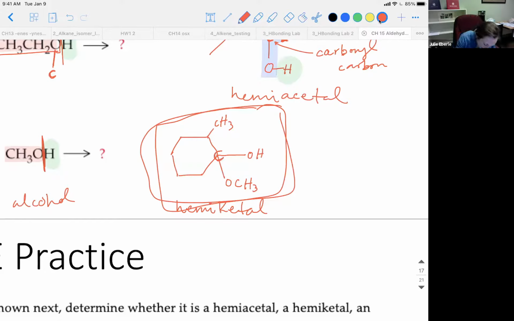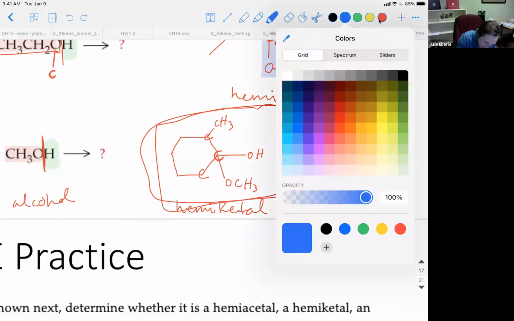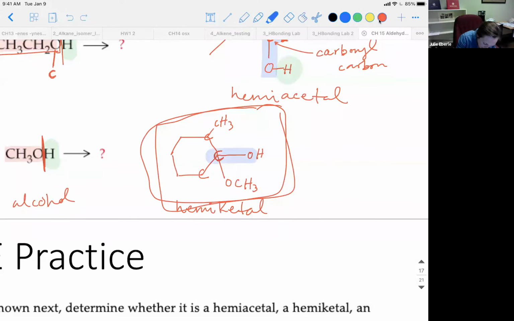I see that I have another carbon right there below. And then I have these two bonds to oxygen, one there and one there. I don't have any hydrogens bonded to this carbon. That's what makes it a hemiketal. Well, I mean, you have an alcohol and an ether group. That makes it a hemiketal.